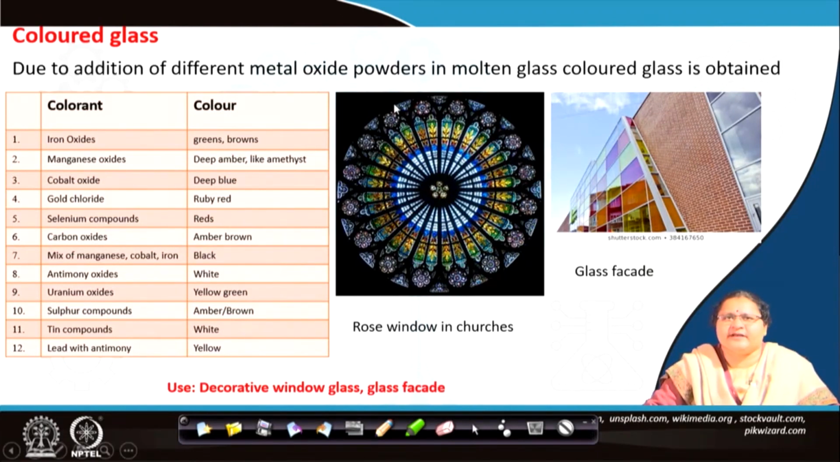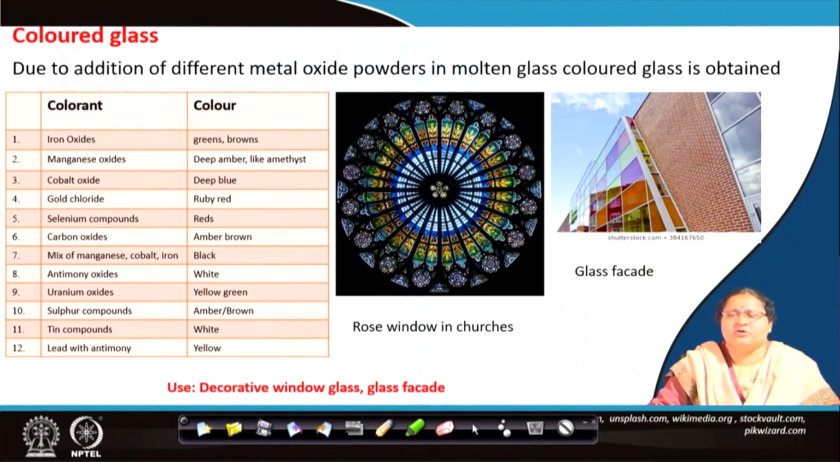So, this is a very old building, taken from the rose window of a church, where we find a lot of application of this colored glass. So, this is not a very new thing. Here again, in a very modern building, you can see this facade is entirely made of colored glass, emphasizing the entry. So, here you see the list of colorants and the color it gives: iron oxides, ferrous and ferric, giving green and brown.